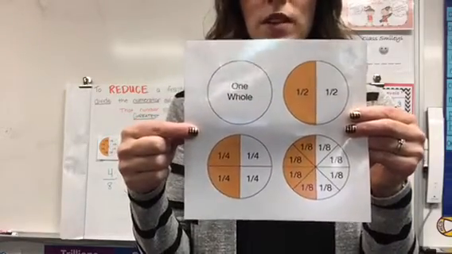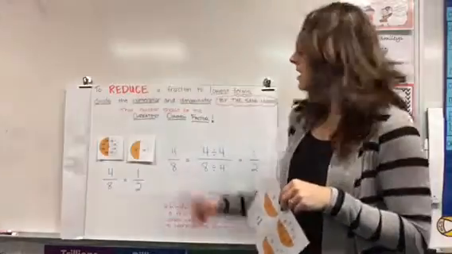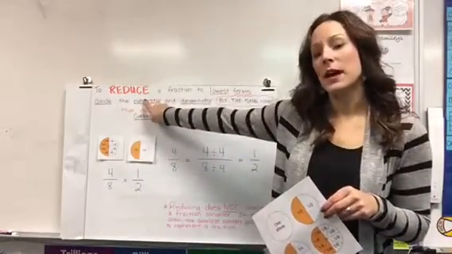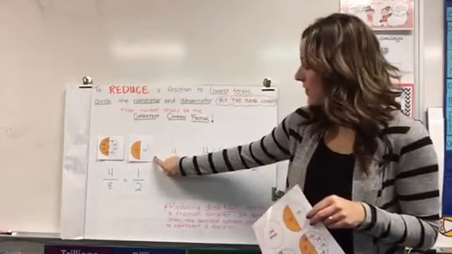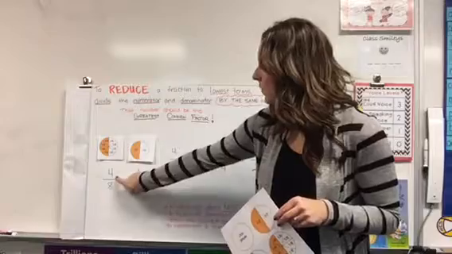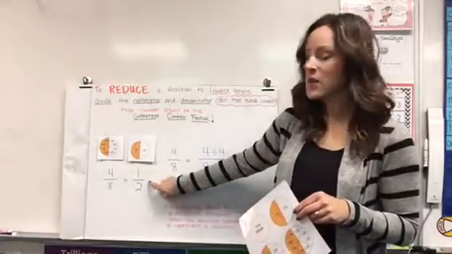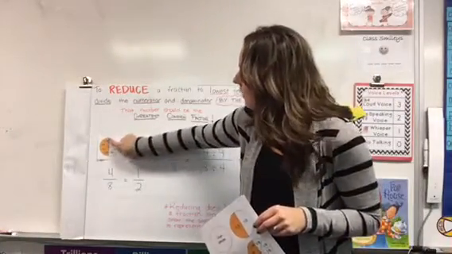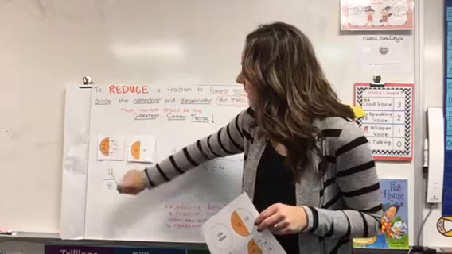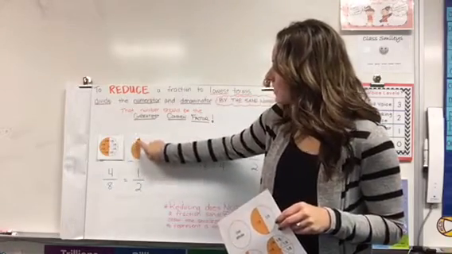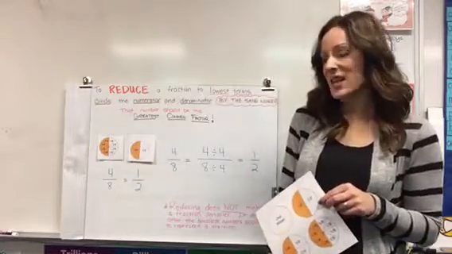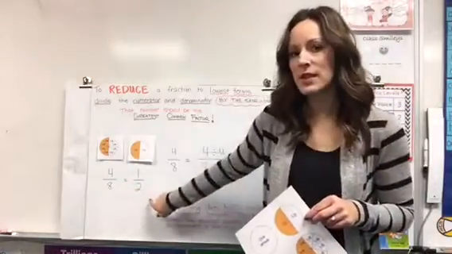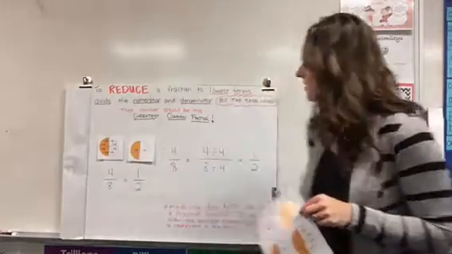This is called equivalent fractions. And the way to find equivalent fractions is to learn how to reduce a fraction. So let's look here. I've got 4/8 and I've got 1/2. 4/8 equals 1/2. You can see that 1, 2, 3, 4/8 is the same size as 1/2. The orange shaded area is exactly the same. The numbers are different, but the fraction is the same.